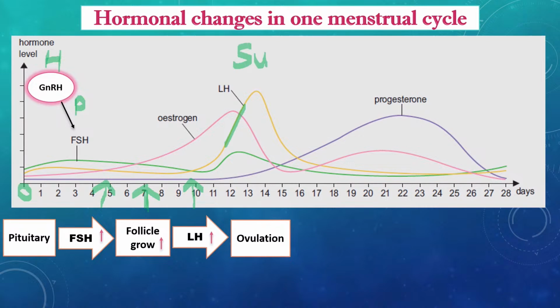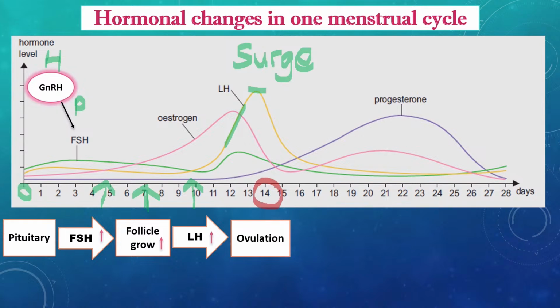S-U-R-G-E. LH surge means it's suddenly increasing towards its peak. That will trigger ovulation, and so ovulation happens on day 14.